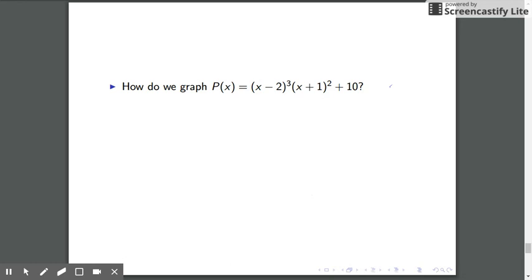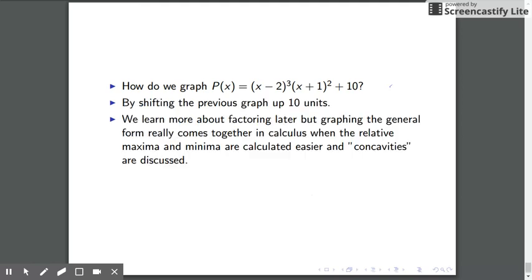So how do we graph the same function plus 10 as just moving it up 10 units?